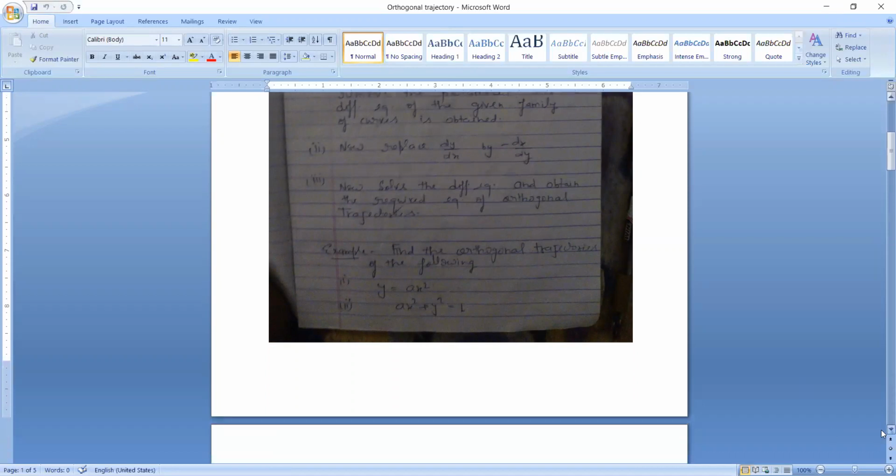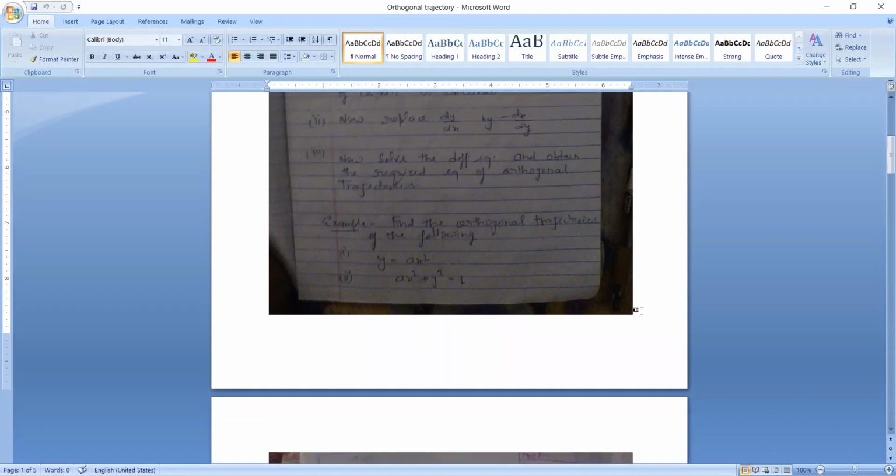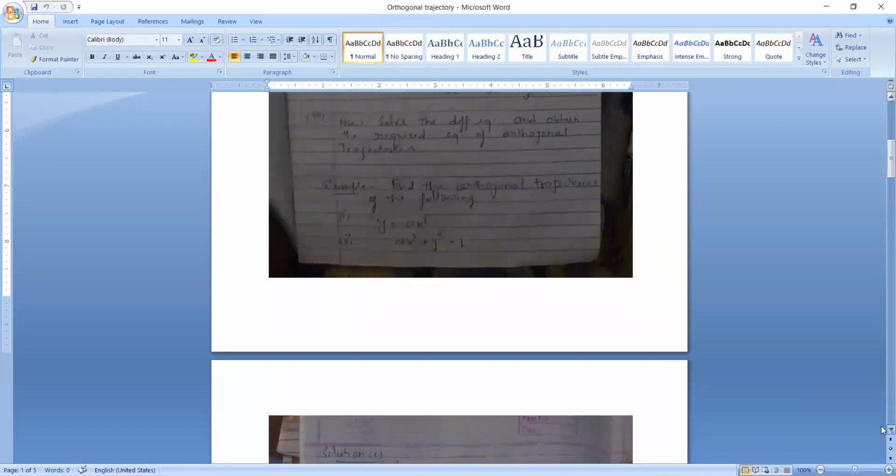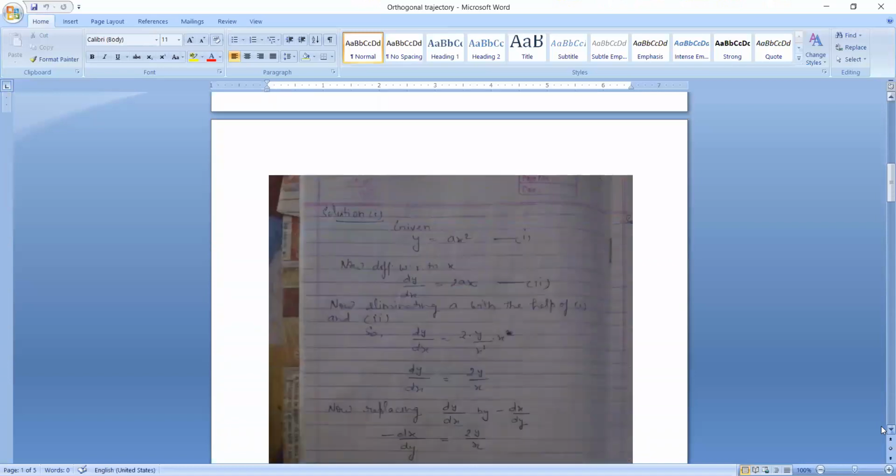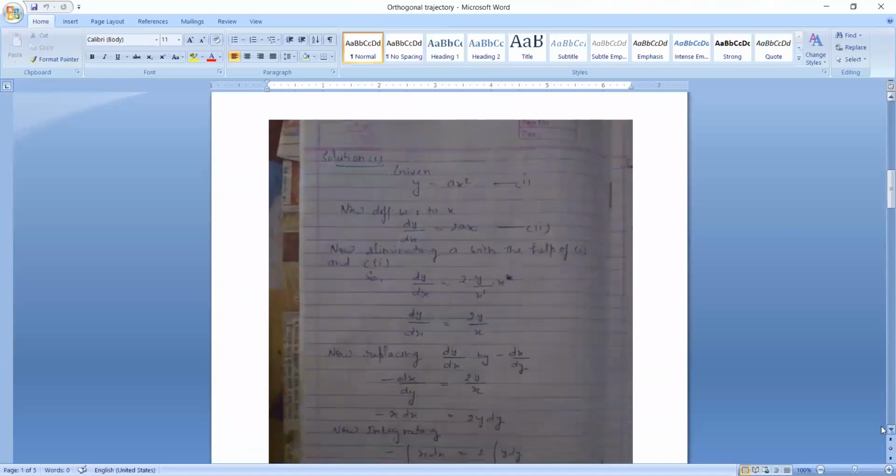For example, find the orthogonal trajectory of the following. First, y = ax², and second, ax² + y² = 1. Given y = ax², now differentiating with respect to x, dy/dx = 2ax. This is second. Now remove the parameter a with the help of first and second. Then dy/dx = y/x.